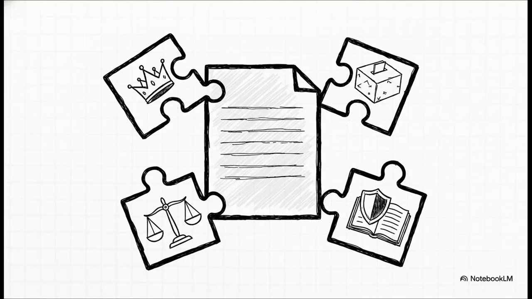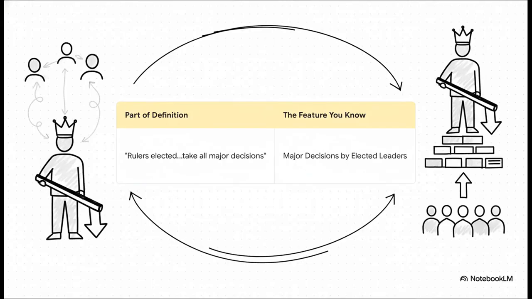Okay, so this is the summary definition right from your textbook. I know it looks a little long, but please don't worry. You will see that it's actually just a summary of the four main features that you already know. Let's look at it line by line. So, the first part of the definition says, rulers elected by the people take all the major decisions. This should sound very familiar to you. It directly matches the first feature we studied, that final decision-making power must be with those leaders that you elect.